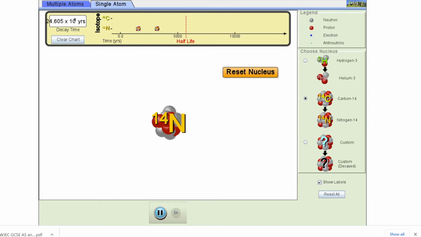But on average, the half-life of carbon-14 is here. What is that? That's probably just between 5,000 and 6,000 years. So we can't just look at one. That's why you'd have to take lots of repeat readings to get the average. Now that will take a long time.